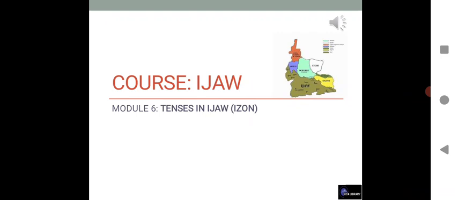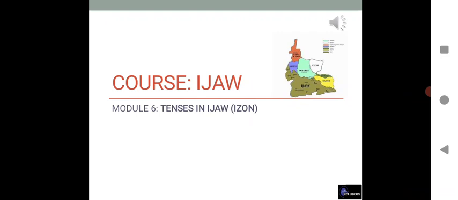In Ijaw, as in many languages, tenses are used to express time in a natural and meaningful way. The three main tenses you will focus on are the present tense, past tense, and future tense. The present tense is used to talk about actions that are happening now or actions that happen regularly. The past tense is used to describe actions that have already been completed. The future tense is used to talk about actions that will happen later.